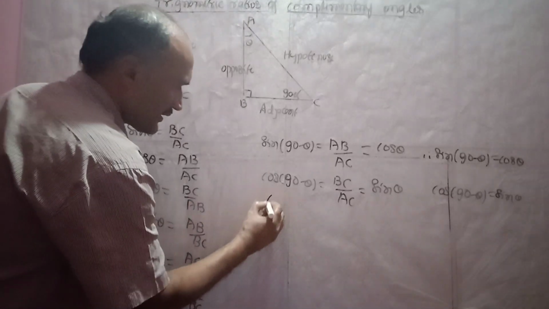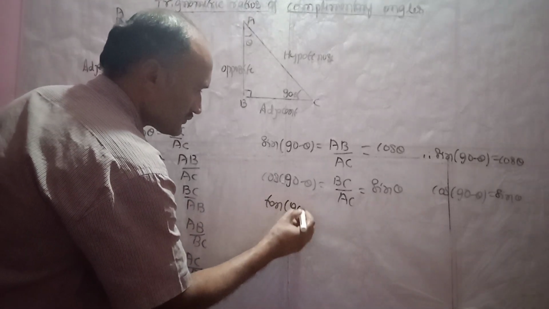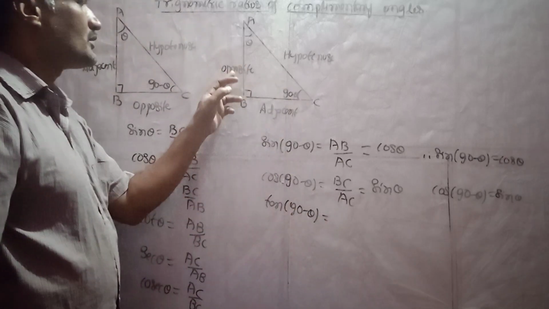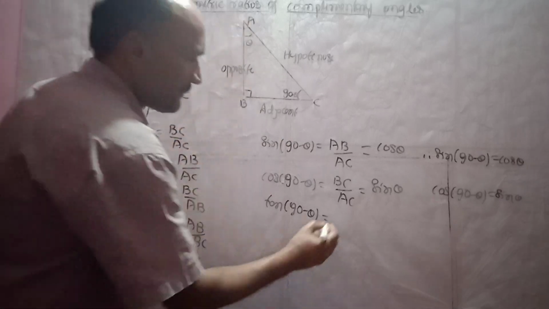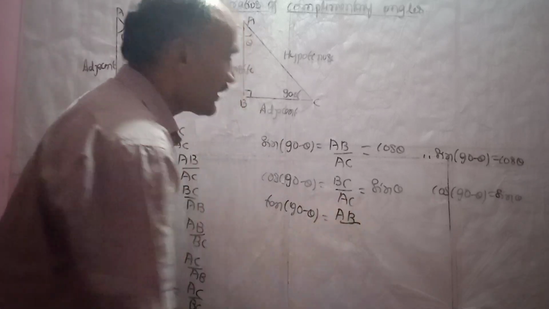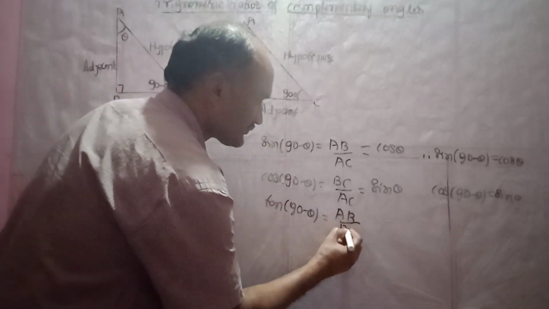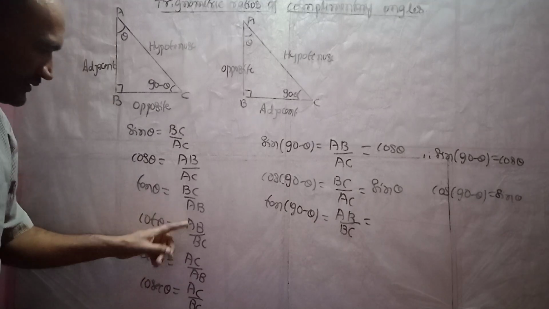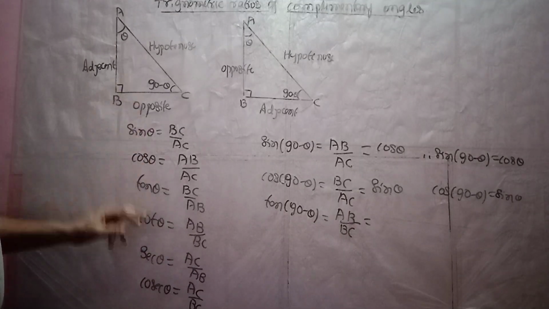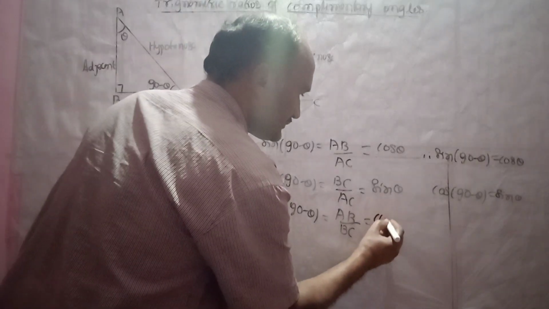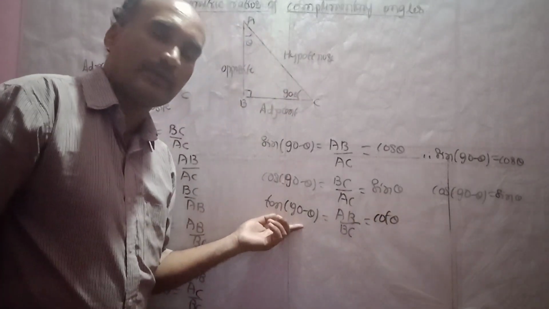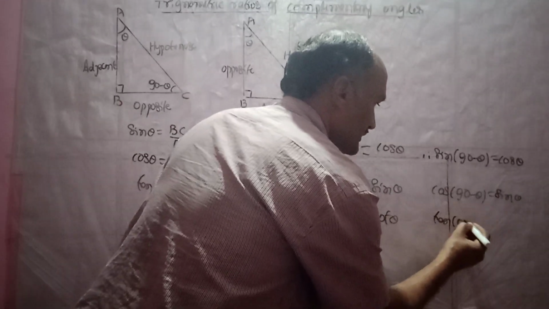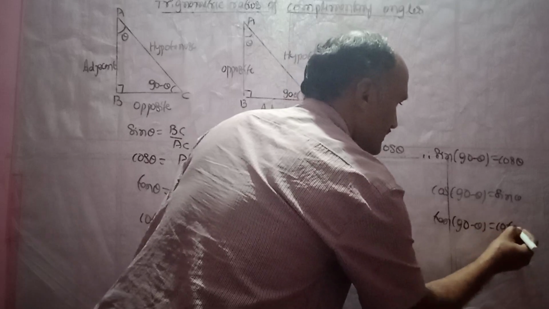Similarly we write tan 90 minus theta. With respect to this angle 90 minus theta, tan is opposite side by adjacent side. Opposite is AB, divided by adjacent BC. So AB divided by BC ratio is nothing but cot theta. Means tan 90 minus theta is equal to cot theta.